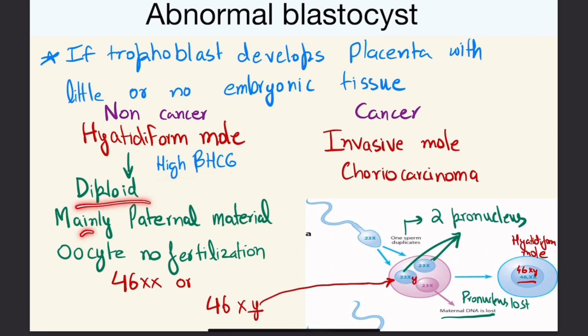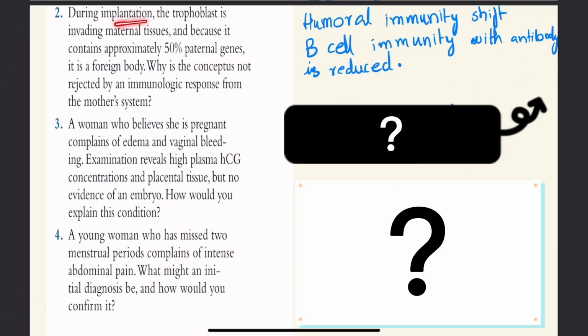This is diploid. Mainly, it consists of paternal material. Oocyte fertilization does not take place. This can be 46XX or 46XY. So here, the male sperm goes and forms two male pronuclei, and female maternal DNA is lost, and only these two combine and form a diploid cell, which can be 46XX or 46XY. This is hydatidiform mole.